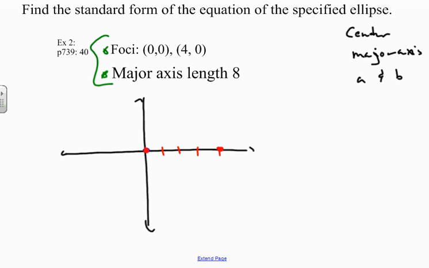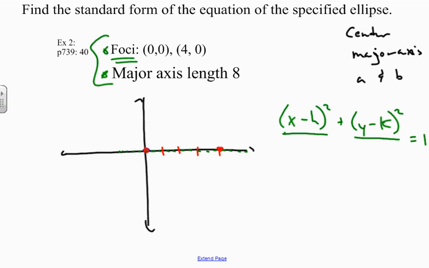So this is what we need to do. Knowing that our major axis is on the same line as the foci, this is going to be our major axis. So what does that tell us? Well, when we write our standard equation, x minus h squared plus y minus k squared equals 1, our major axis is going to be horizontal. What that also tells us is that a squared is going to be underneath the x value, and b squared is going to be under the y, because the x is the horizontal variable.